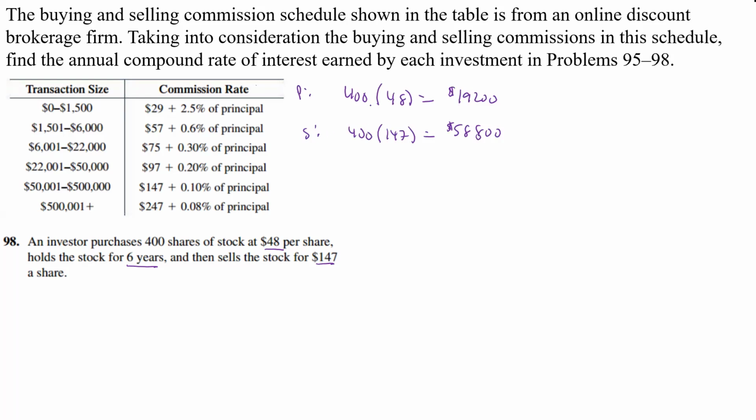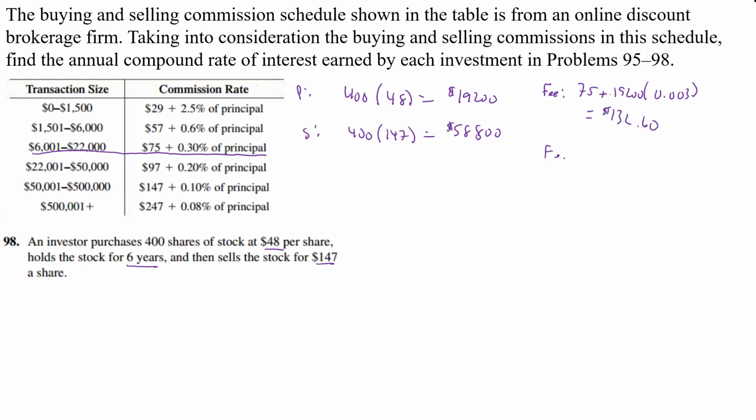Now we need to find our fees. For the fees for this one, 19,200, we're in this range. So the fee is going to be 75 plus 19,200 times 0.003. I'm just going to type it in my calculator here, and that gives 132.60. So that fee is that one.